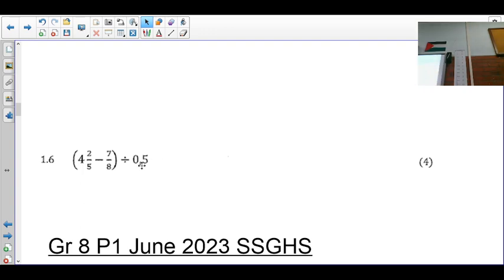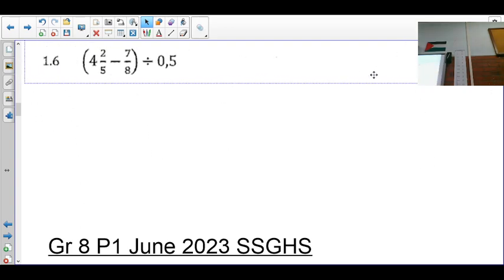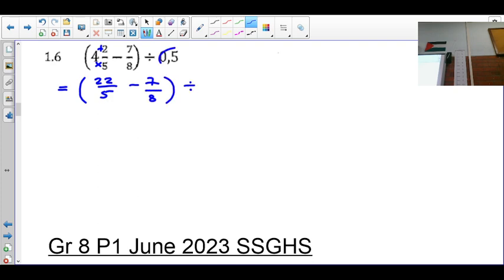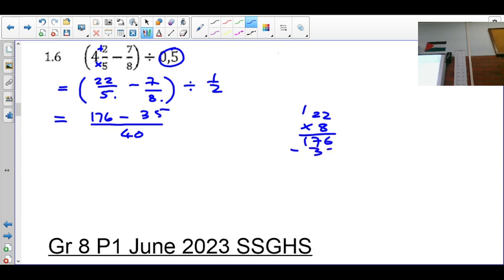1.6. Here we're going to the fractions, and as we do it, we change everything to improper fractions, and decimals also to fractions. So that's going to give you 22 over 5 minus 7 over 8, divided by a half, or 5 over 10. What's my LCM inside the bracket? 40. So I must multiply the first by 8: 22 times 8 is 176. Minus, you must multiply by 5, so it's 35. So the difference is 141.